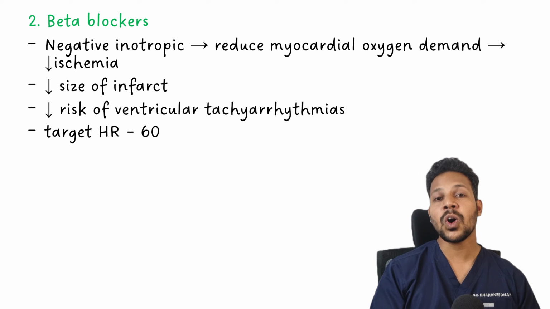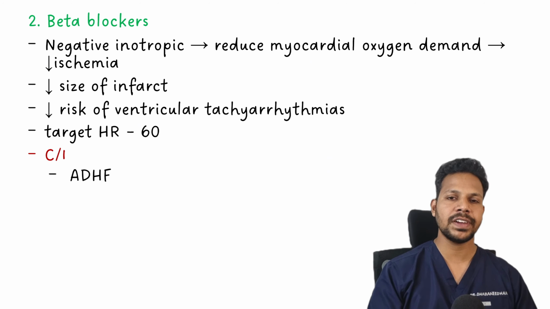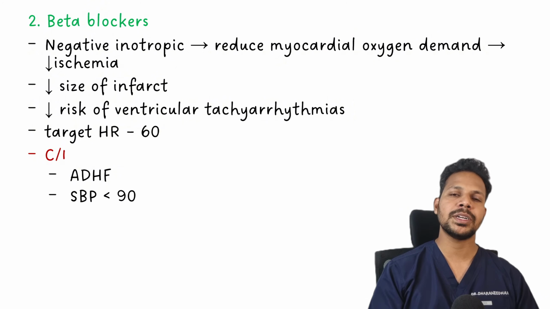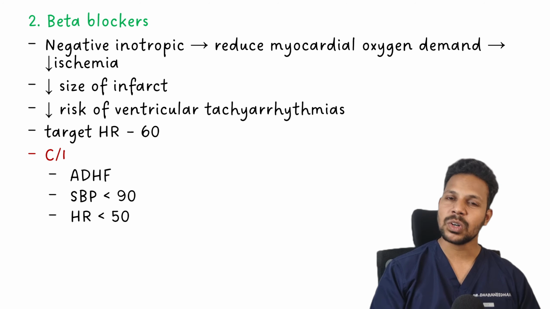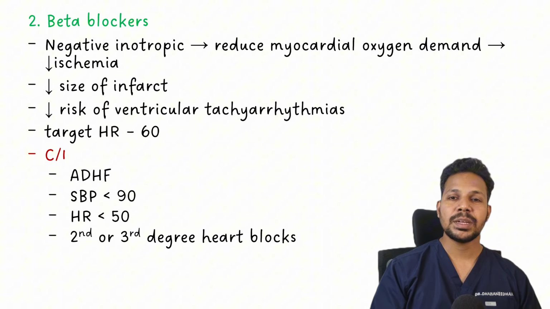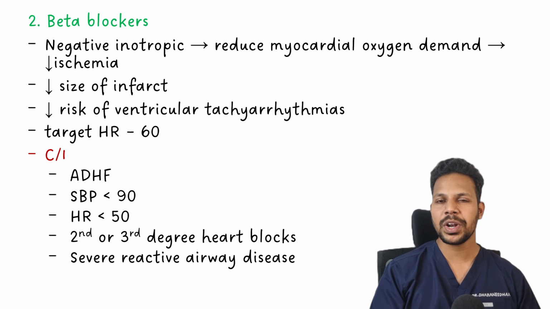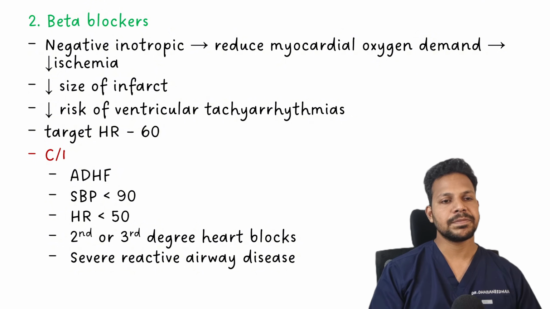And when should you not use beta blockers? The contraindications are acute decompensated heart failure. In a case of acute decompensated heart failure, stop using beta blockers. Also when the systolic blood pressure is less than 90 millimeters of mercury or the heart rate is less than 50 beats per minute. Or if the patient is already having some kind of heart block, the beta blocker is going to increase the heart block. And when the patient is having severe reactive airway disease, like we know in a case of chronic obstructive pulmonary disease or bronchial asthma, or even in a case of peripheral vascular disease, the beta blockers are contraindicated.